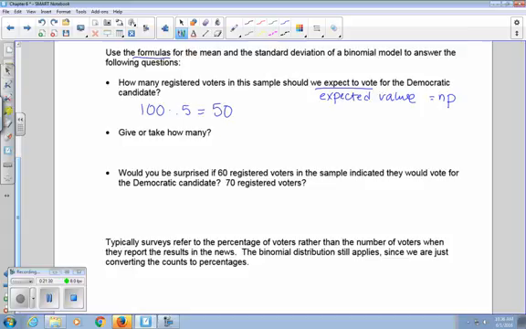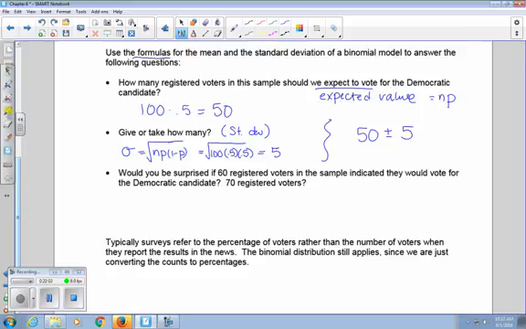Give or take how many? This is talking standard deviation. So let's use our standard deviation formula, the square root of n times p times 1 minus p. So that would be the square root of 100 times 0.5 times 0.5, which is equal to 5. So in other words, we're expecting to see 50 voters vote Democratic, plus or minus 5 voters.